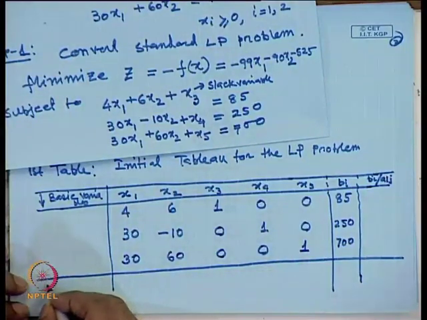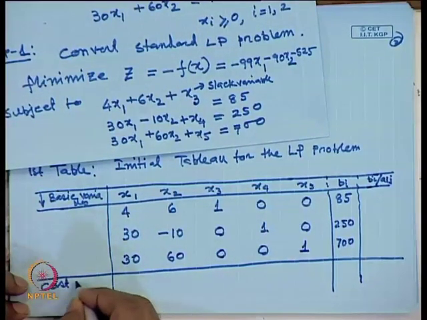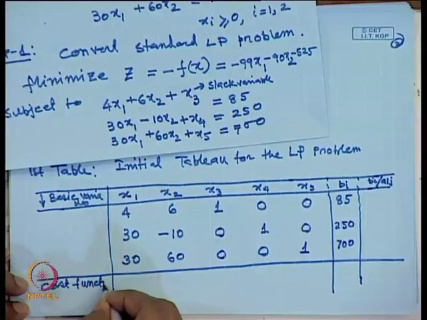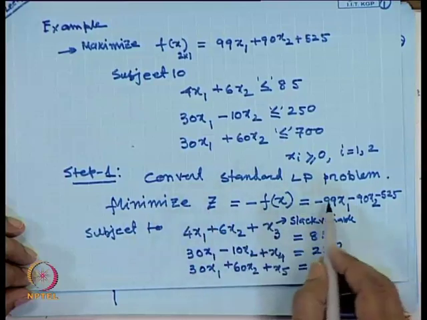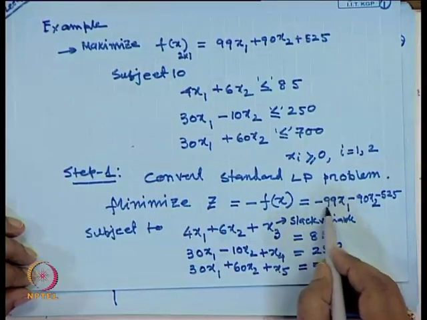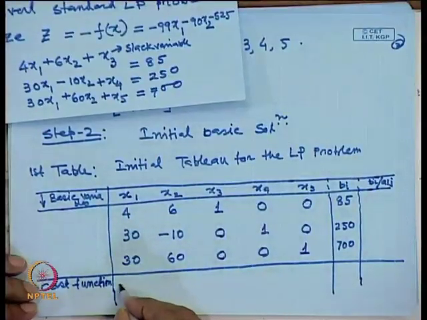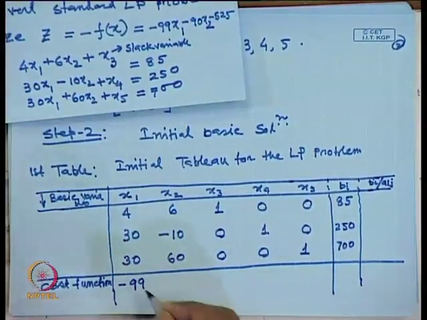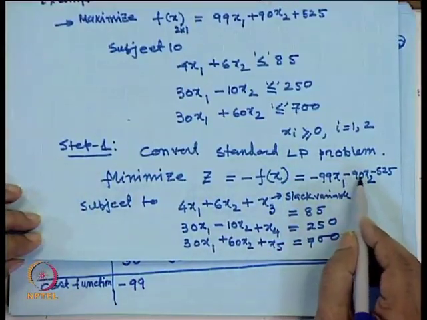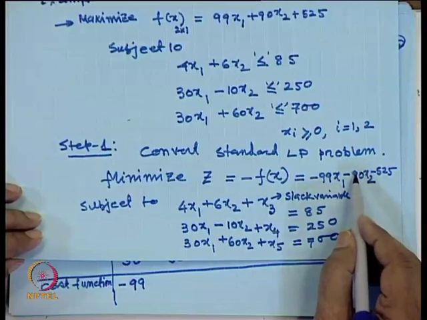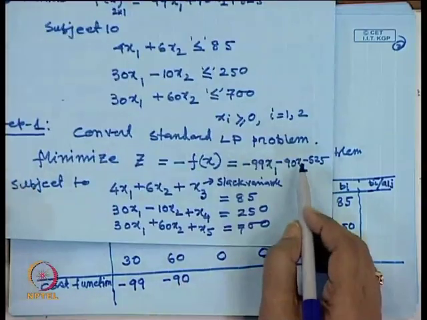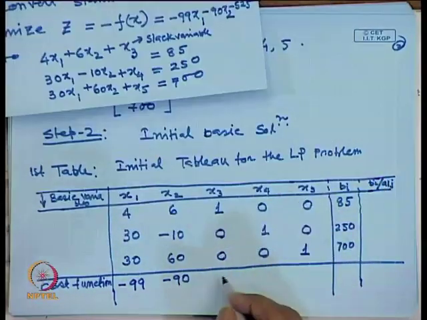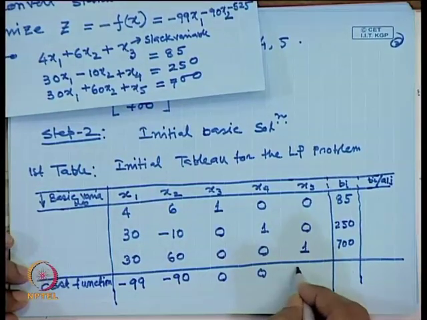Okay. Next is your cost function, I mean the objective function expression. See the objective function here. Minimize Z is minus 99 into x1, so the x1 coefficient is minus 99. Below x1, minus 99, and you see minus 90 x2, the x2 coefficient is minus 90. So, below x2 I will write minus 90, and there are no other variables here, so the coefficients are 0.